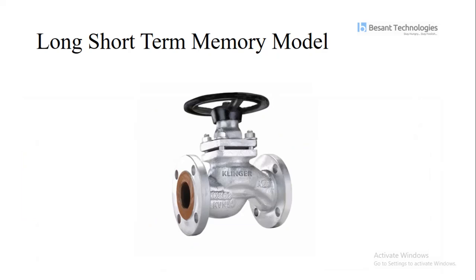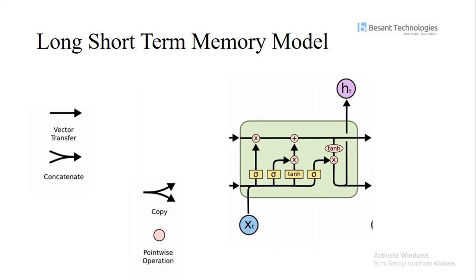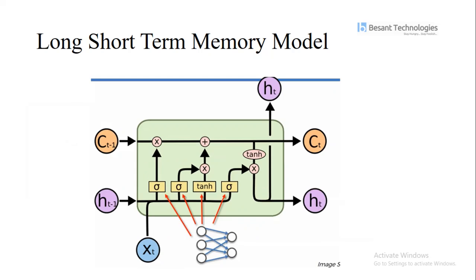This long short-term memory works like a normal pipe: as the valve opens, the flow also increases. This is your long short-term memory model, which is derived from this model only. We have two operations: one is vector transfer, the other is concatenate or copy. We can apply vector transfer, concatenate, copy, anything.